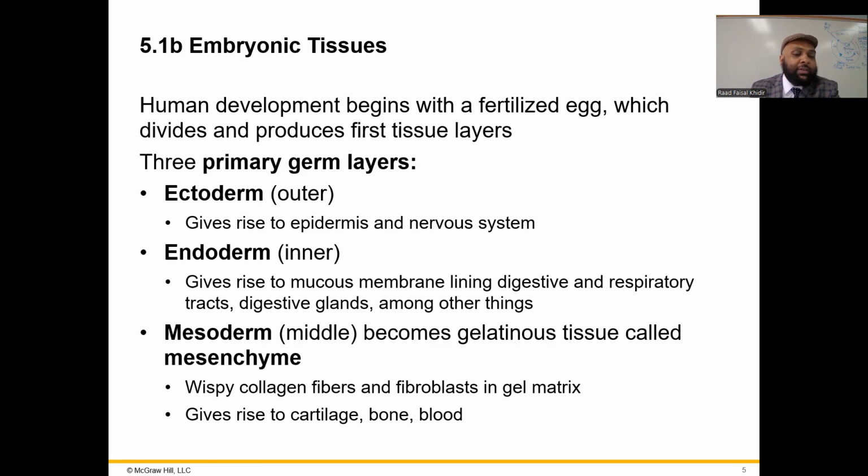The endoderm is the very inside, and that gives rise to the mucous membrane lining the alimentary tract of your digestive system and your respiratory tract, and as well as the glands. So every gland, the pancreas, the thyroid gland, no matter what gland we are talking about, that is definitely made up of epithelial tissue of the endoderm. Then between the endoderm and the ectoderm is your mesoderm. So the mesoderm is the middle layer, and it becomes gelatinous tissue called the mesenchyme.